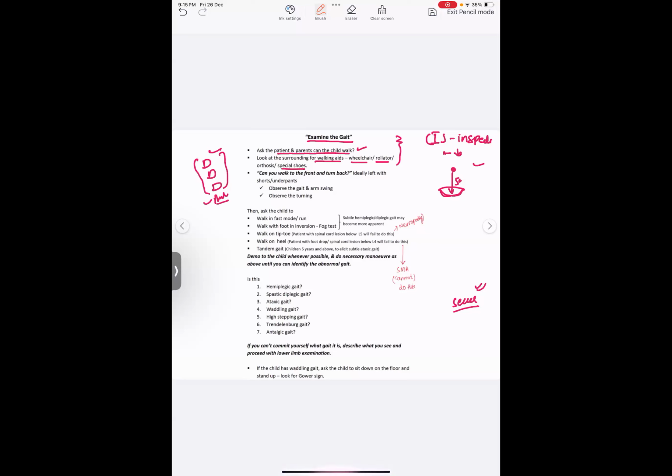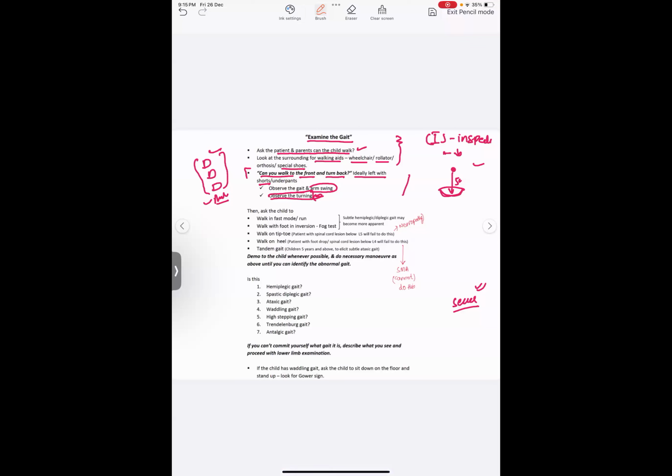Then you will ask the patient, can you walk to the front and turn back? Ideally with shorts on. So this is for your exposure. Observe the gait and arm swing. Observe the turning. Turning will tell you if there is an ataxic gait present or not.